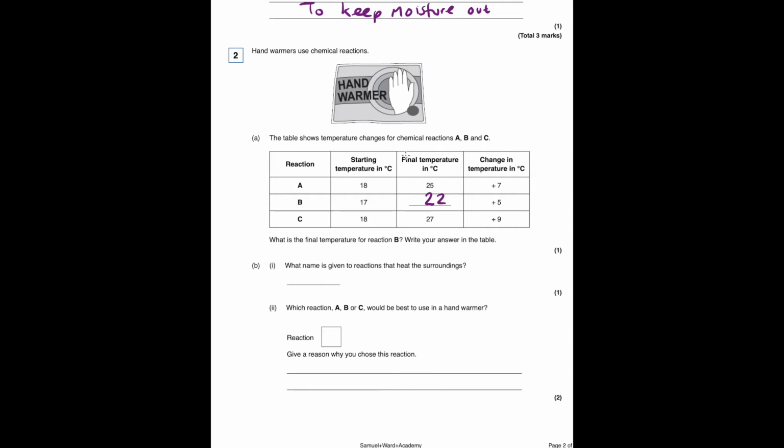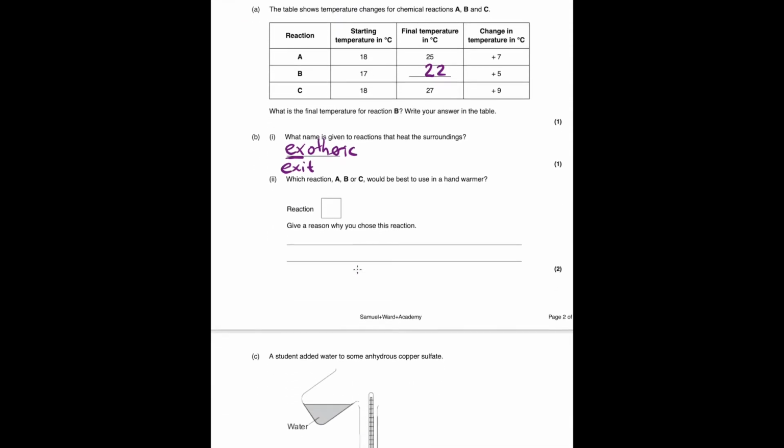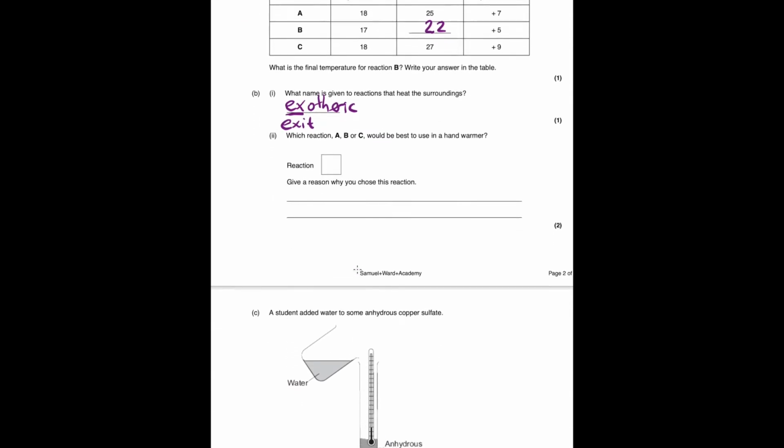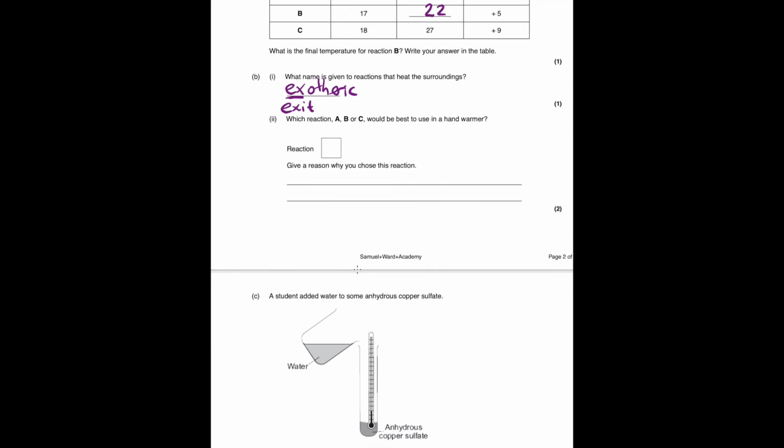The next question is what name is given to the reactions that heat the surroundings? So we're releasing energy to the surroundings, and that is our exothermic reaction. So remember, X, like in exit, is a good way to remember that our energy is exiting from that substance.